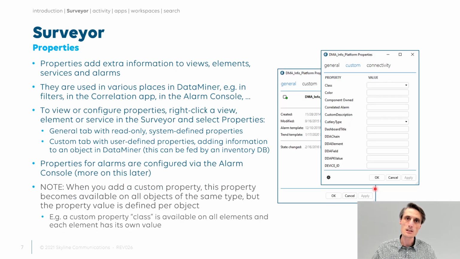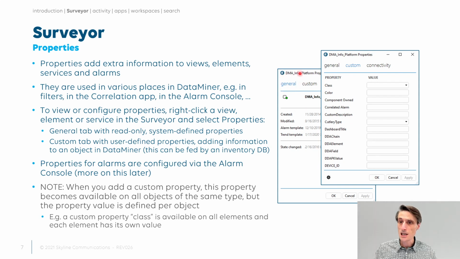Because in the properties, we are actually able to see two types of properties. Maybe first of all, each object in a DataMiner system has properties, whether it's a view, an element, a service. Even alarms have properties. You have some default system properties, you could say, and that's available on the first tab page, the general tab page.